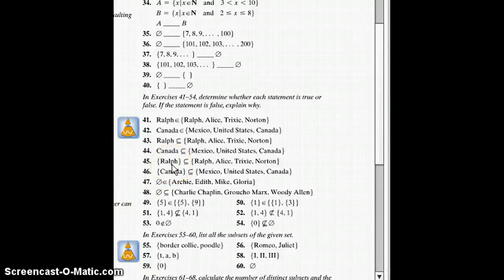Now look at 45. Is the set of Ralph a subset of this set? Okay, remember in class, we had a problem like that. So, that would be no. All right, so I leave you with the rest of that assignment. It's not too bad.